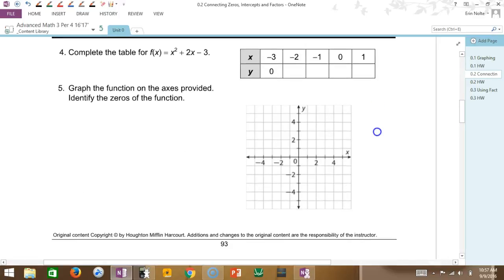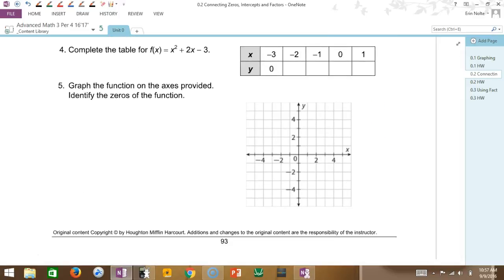Okay. How about number 4? Let's skip. I'm going to skip number 3. I'm going to go to number 4. You'll see something like this on your homework. Are you ready? Should we do this together? No? Yes.